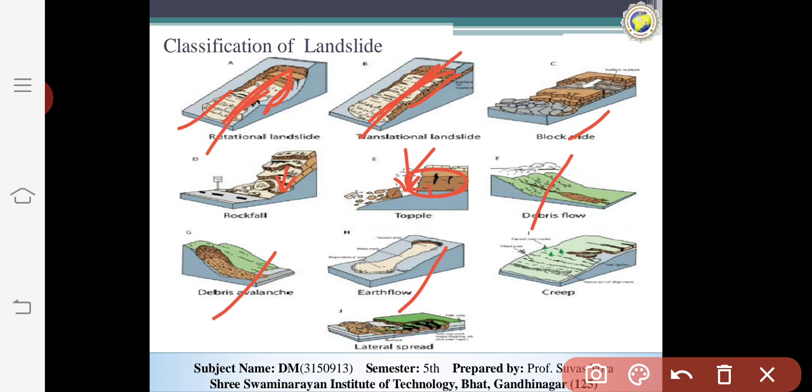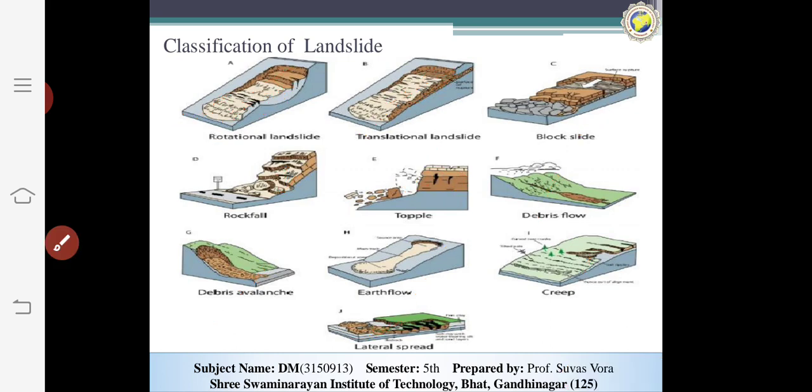Then the creep is when the earth moves down step by step. And the last one is the lateral spreads. It means the spread of the land and the sand. This is called a lateral spread. So this is the classification of landsliding.